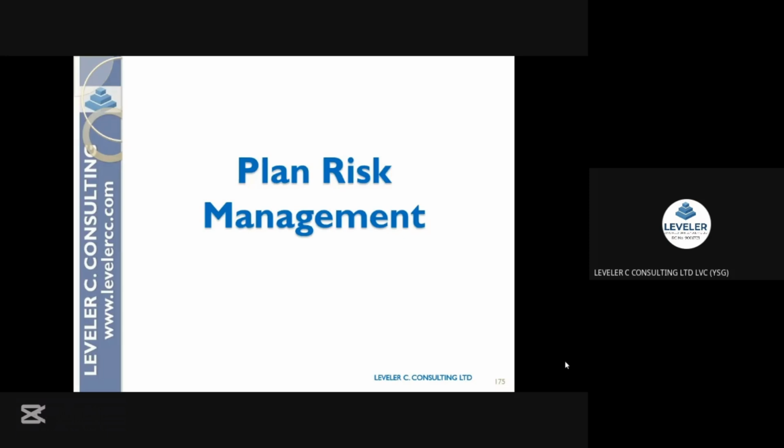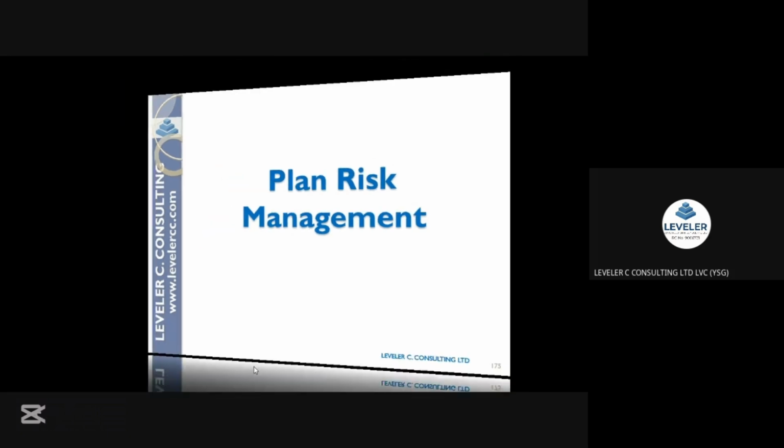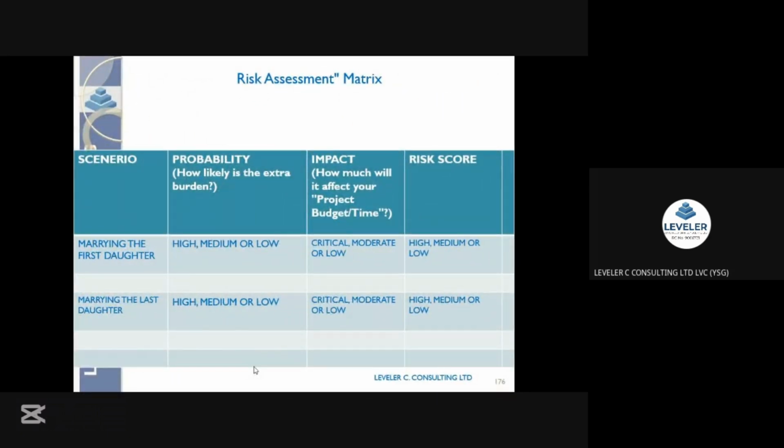Now, let's look at this question. In terms of responsibility and support, ladies in the house, in terms of responsibility and support, guys in the house, this question is for you. In terms of responsibility and support, getting married to the first daughter of the family or the last daughter of the family, which one has high risk? Which one has low risk? Use the chat box.